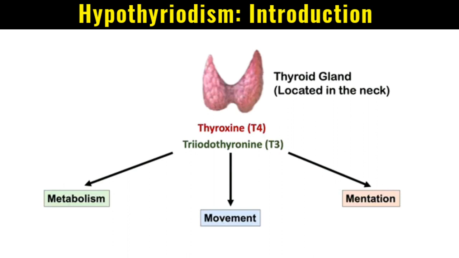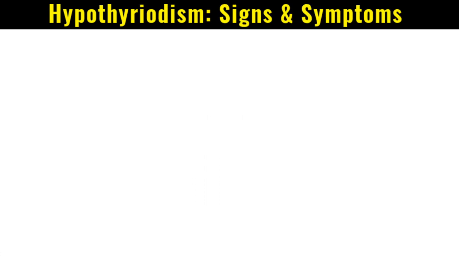So if we have low levels of thyroid hormones, as we see in hypothyroidism, we're going to have low metabolism, low movement, and low mentation. This is going to help us remember the signs and symptoms of hypothyroidism in the upcoming slides. So what are some of the signs and symptoms of hypothyroidism? The first one I'm going to talk about here is cold sensitivity.